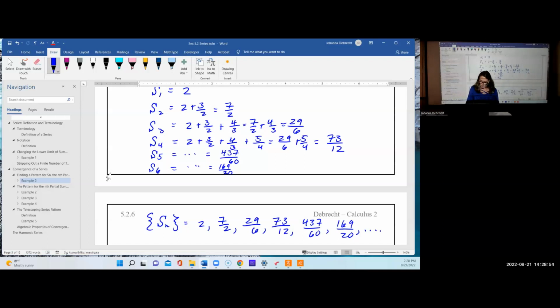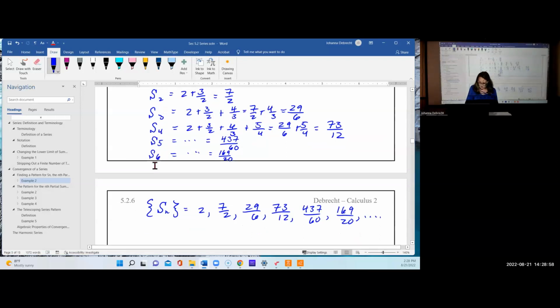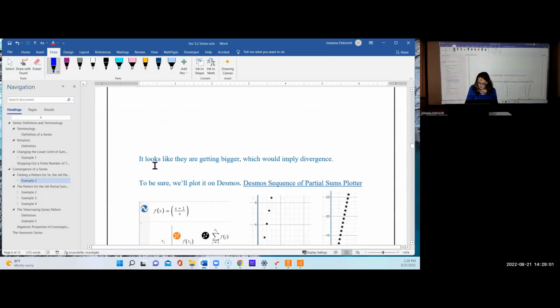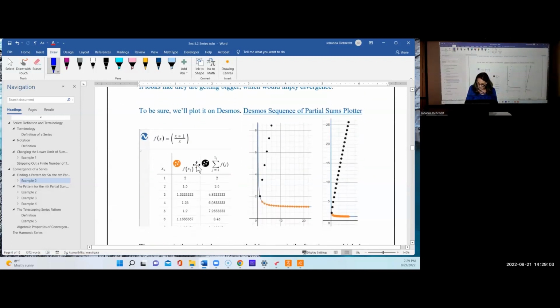Now we have in Desmos what's called a sequence of partial sums plotter. And I have the link in my notes, which would be right here. And so you can go out to the sequence of partial sums plotter, and it already has this particular one in it. And you'll see that what it does is it generates two plots, one that's here in orange and one that's here in black.